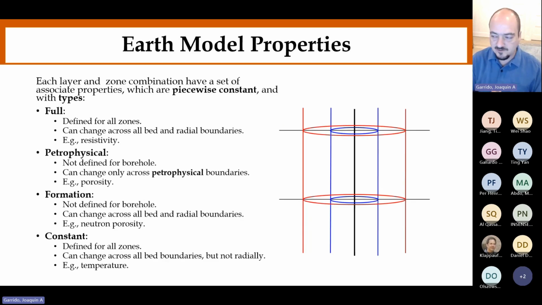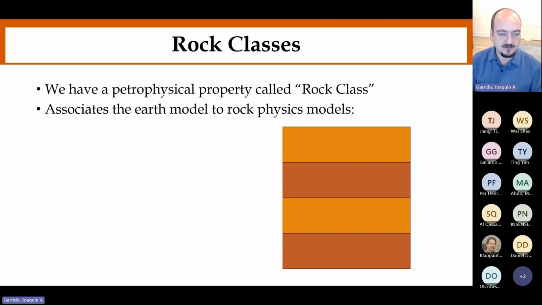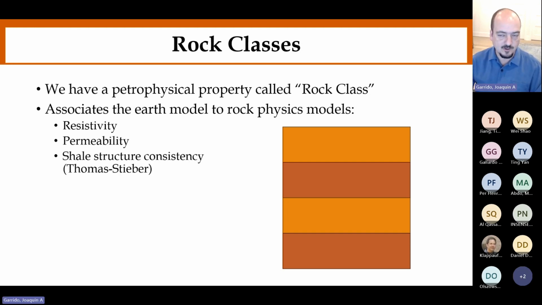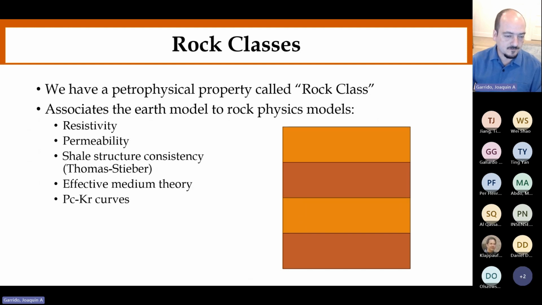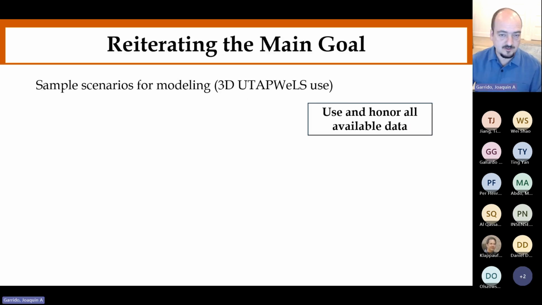Now you can also have custom properties that the user can define at any moment. And we have one special property, which is called the rock class. It's a petrophysical property, so it's by petrophysical layer. This property is just a tag, just a name that we give to each layer, but that name associates the layer to a set of rock physics models. The models are resistivity, permeability, shale structure consistency. We're going to talk about these models a little bit more in the following talks. Then we have the effective medium theory for sonic, PCKR curves, permeability, NMR curves, physical inversion limits, compositional joint inversion. That's a set of models, and they keep changing and being updated.